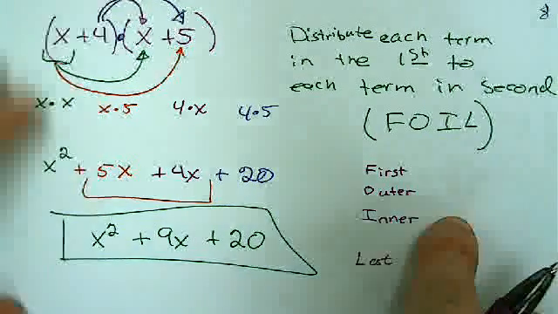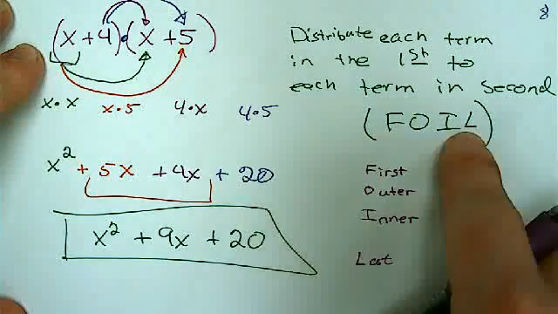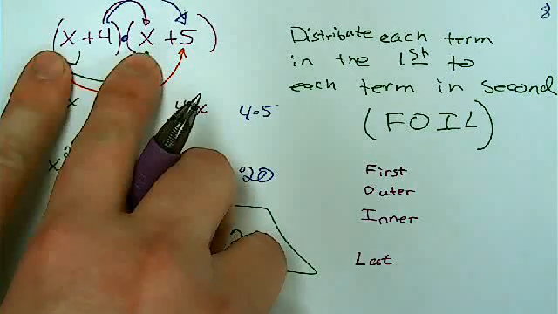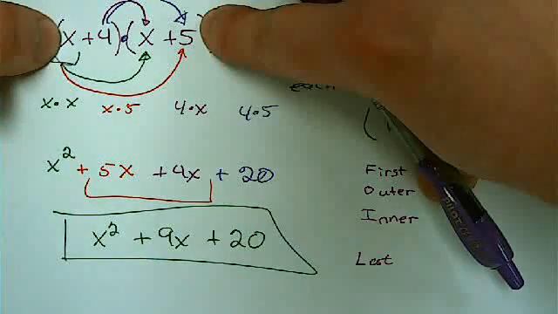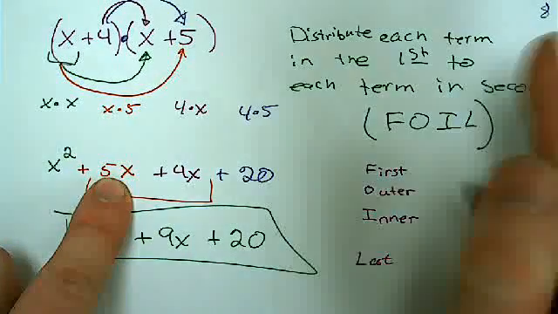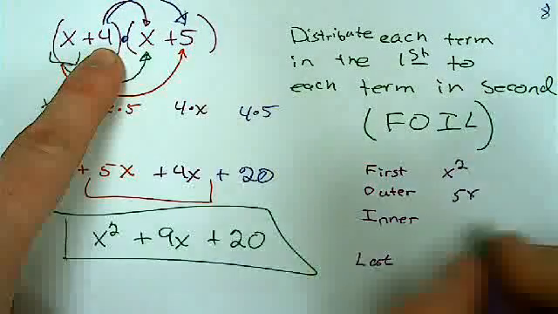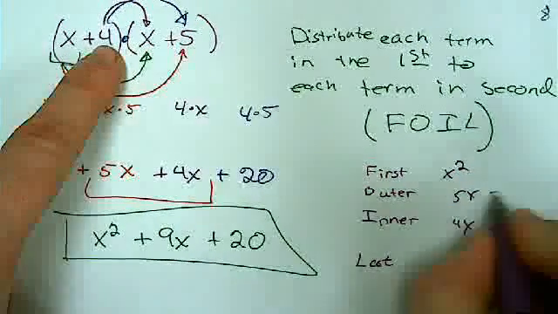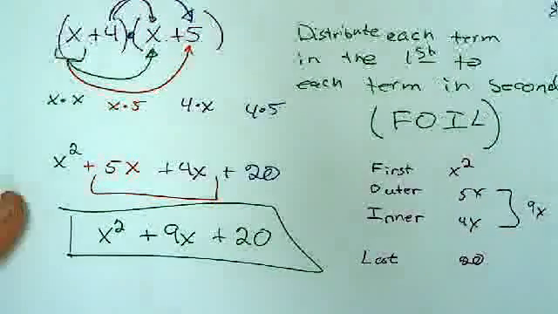In other textbooks, and when you only have to deal with binomials, they have you memorize this acronym FOIL for first, outer, inner, last. So like this x squared, we got that by multiplying the firsts together. Then we did the outers: x times 5 becomes 5x. The inners, 4 times x, 4x. And then the last, 4 times 5, which is 20. And then I can combine the outers and inners to make the middle term. You only have to combine one thing.